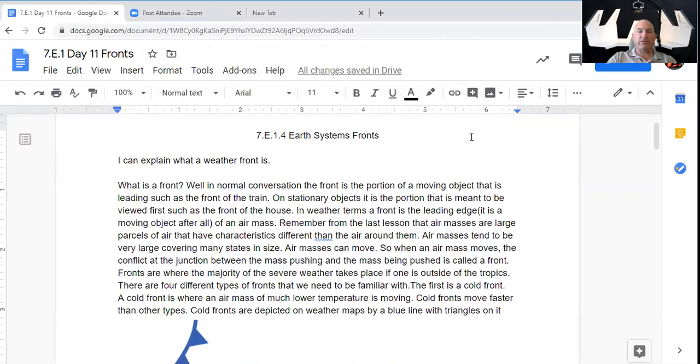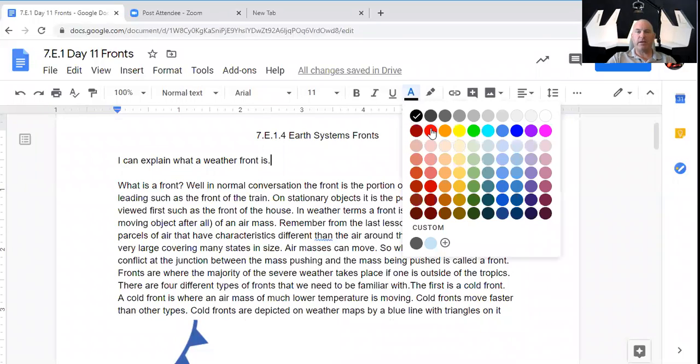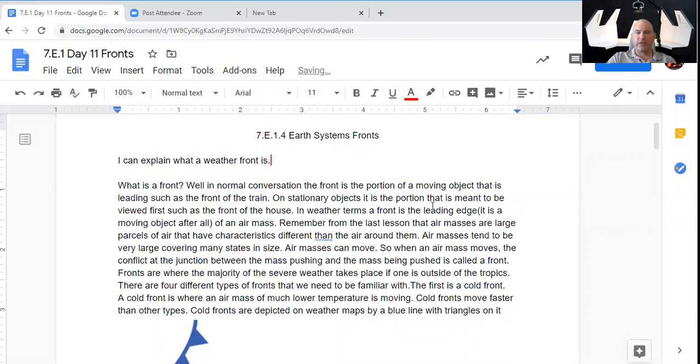Well, in normal conversation, the front is the portion of a moving object that is leading, such as the front of a train. For stationary objects, it is the portion meant to be viewed first, such as the front of the house. In science, the front is the leading edge of a moving object. Let's go ahead and highlight this definition. A front is the leading edge of a moving air mass.